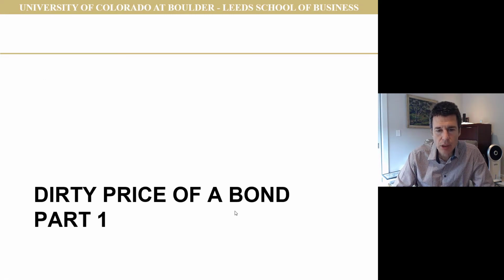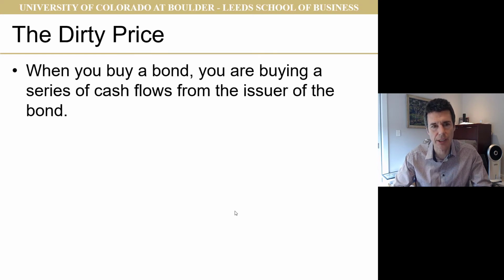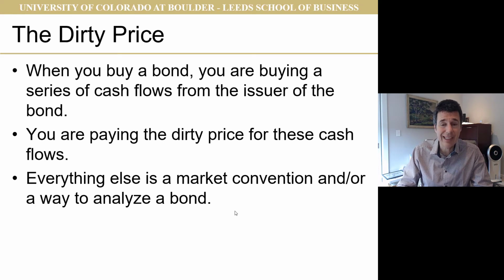Next, we're going to look more closely at the dirty price of the bond. Now, this is a slightly non-standard way to look at the bond, but it's instructive to help us understand what's going on. So when you buy a bond, you're buying a series of cash flows from the issuer of the bond. You pay the dirty price for these cash flows, or you pay the dirty price scaled by the amount of principal you're buying. And everything else is a market convention, a way to analyze the bond, something else. All you really care about is what's the dirty price of my bond.